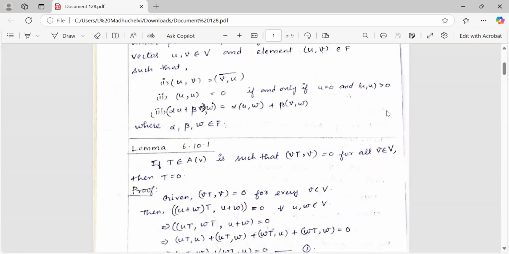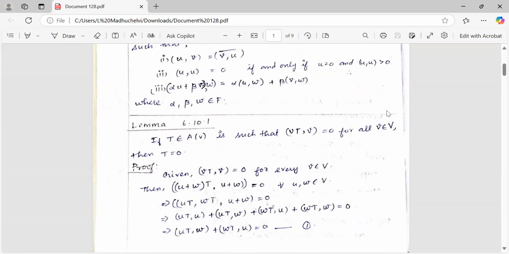Let us see a lemma. If T belongs to A(V) is such that the inner product (vT, v) equals 0 for all v belonging to V, then T equals 0. See the proof. Given (vT, v) equals 0 for every v belonging to V. Then if you take, instead of v, u plus w for some u, w belonging to V, we get the inner product (u plus w)T, u plus w equal to 0. This implies (uT plus wT, u plus w) equals 0.